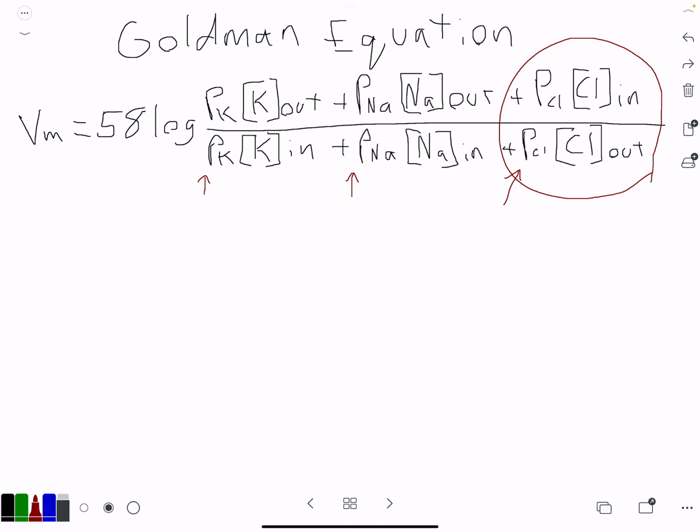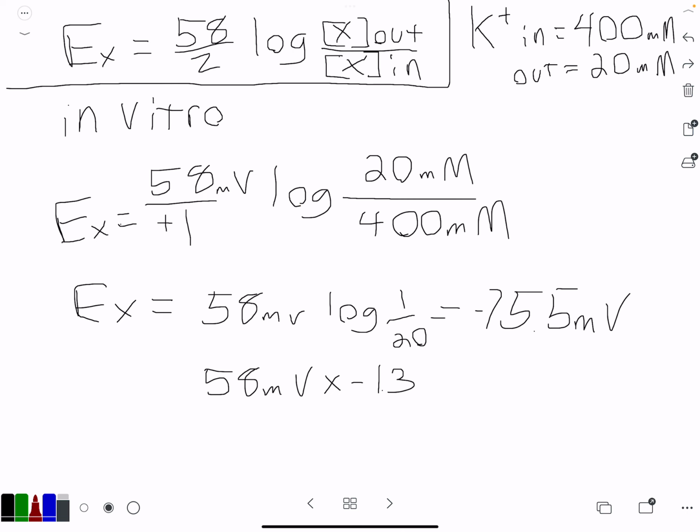Now, why have we switched it? Well, we've switched it because the valence of this ion is negative. Sodium and potassium are positive. But let's take a look at what it is about being negative that necessitates this switch of putting the inside concentration on the top and the outside concentration on the bottom. So let's go back to this example here.